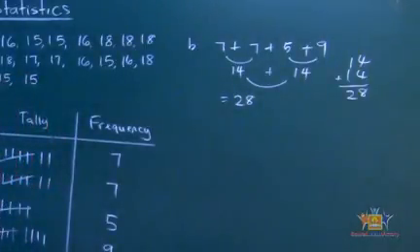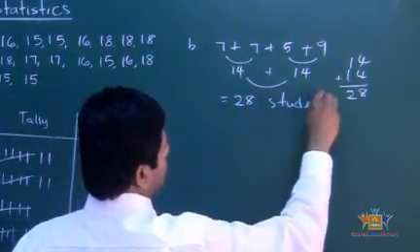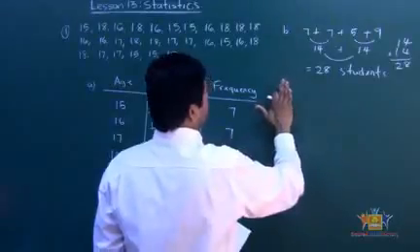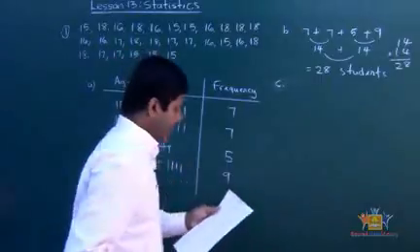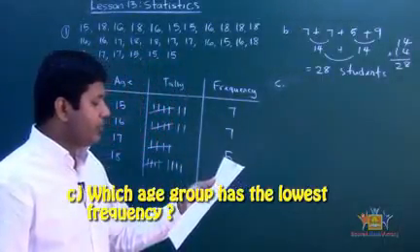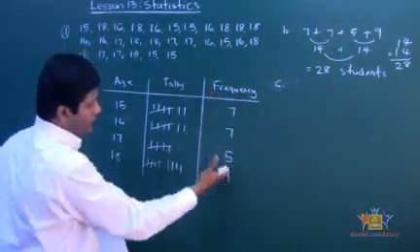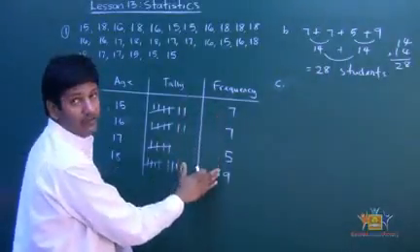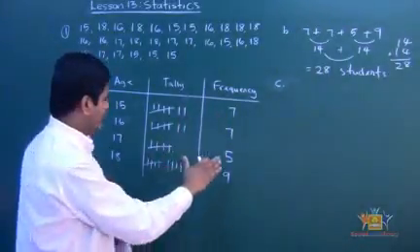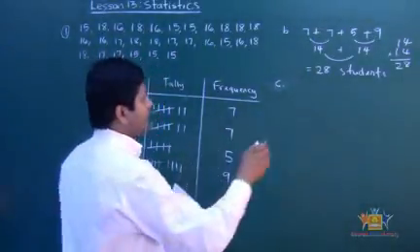So, how many students use handphones in this school? 28 students. That's B. Okay, now let's do C. C says, which age group has the lowest frequency? That means we're going to look at the frequency column and look for the lowest. Which one is the lowest? 7, 7, 5, and 9. 5 is the lowest. That means the age group is 17.